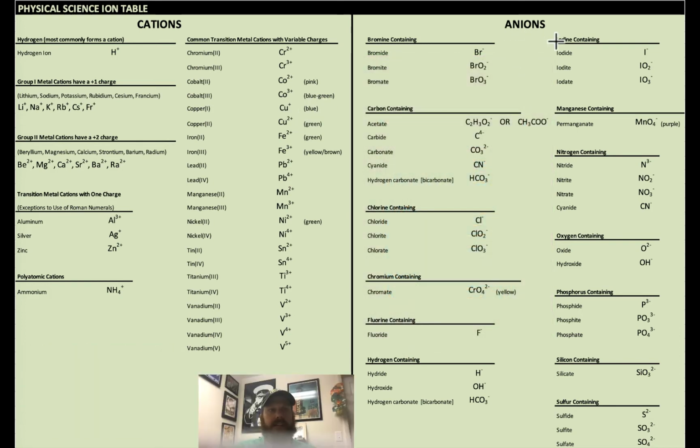On the right side of the table, you will find a list of anions. You will notice most of the anions are polyatomic ions. Remember, polyatomic ions are those that are made up of more than 1 atom. I organized the anions alphabetically by central atom. The central atom is usually the first element listed in the formula of the polyatomic ion.